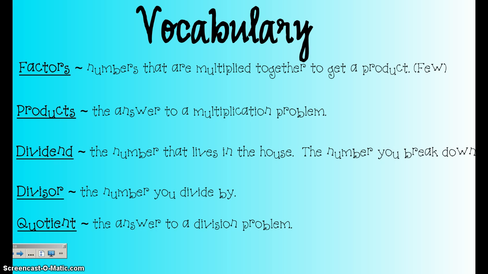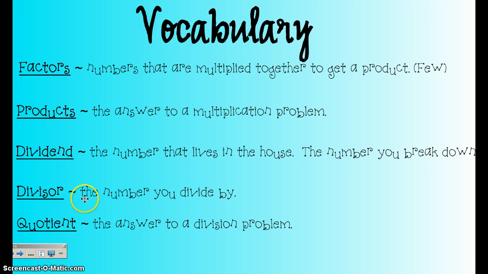Factors are numbers that are multiplied together to get the product. And remember, there are only a few factors when we find factors of numbers. The answer to a multiplication problem are products. And a dividend is the number that lives in the house. It's the number you break down. Usually we always start with a big dividend and break that down.